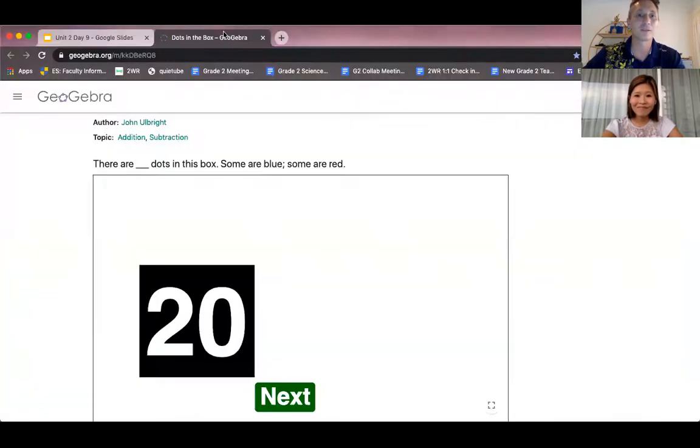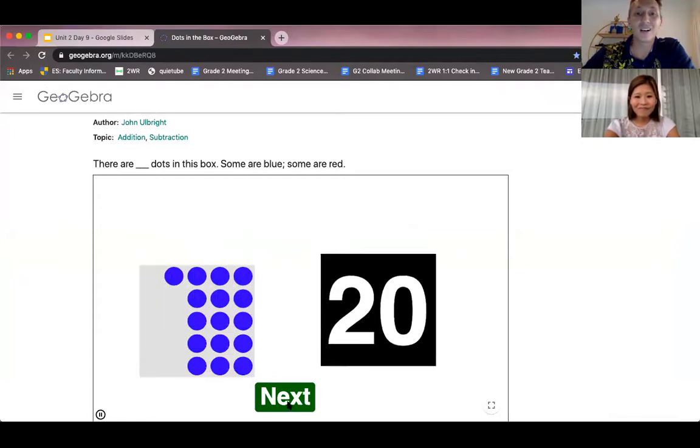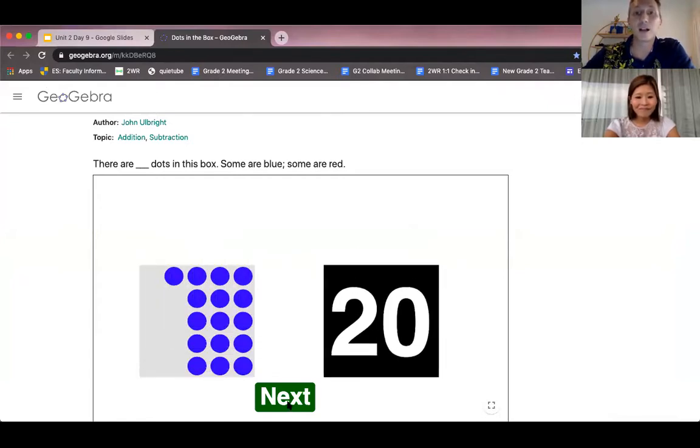So I'm going to flip over to here. There are 20 dots in the box. Some are blue and some are red. Here are 20 blue dots, and we're going to think about how many red dots there are. Remember, you can pause the video at any time and think about how many dots are going to be red. How many are left?